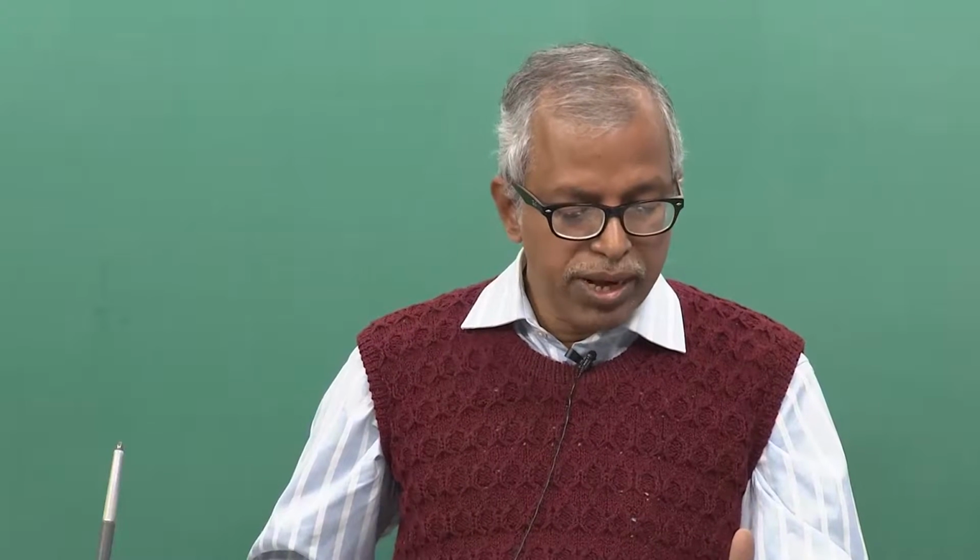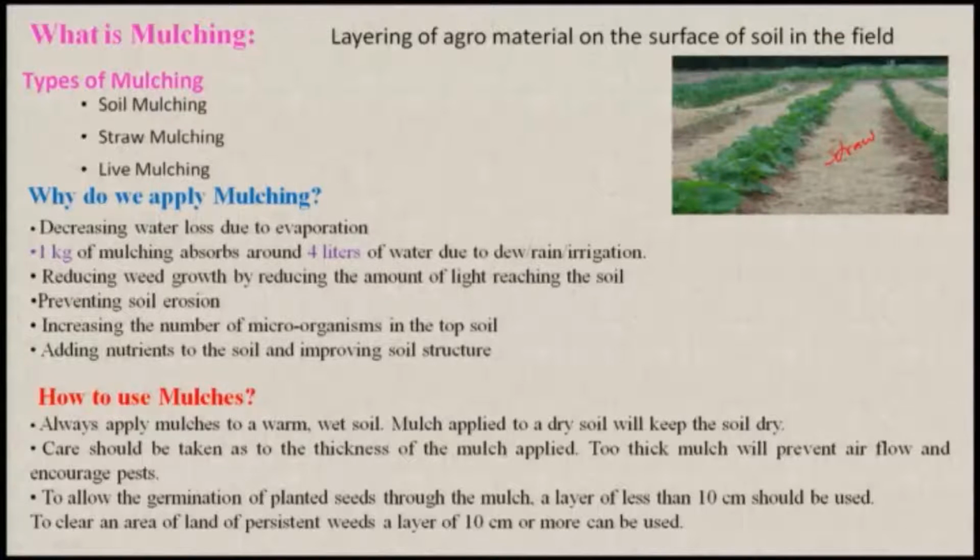And how to use the mulch? Mulch basically can be applied to a warm or a wet soil, that is important. It should not be applied to dry soil. When the soil is dry, you should not put it, because it will not help, and as it is already dry, it will remain dry, right. And care should be taken with the thickness of mulch applied, and too thick mulch will prevent air flow and encourage the pests to grow, right.